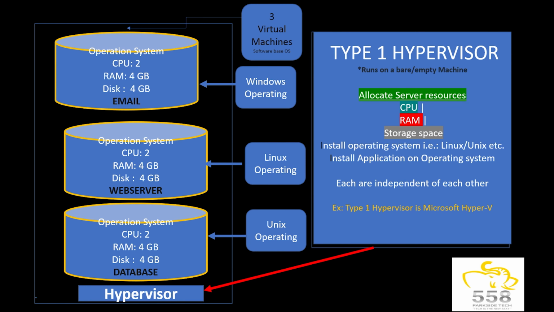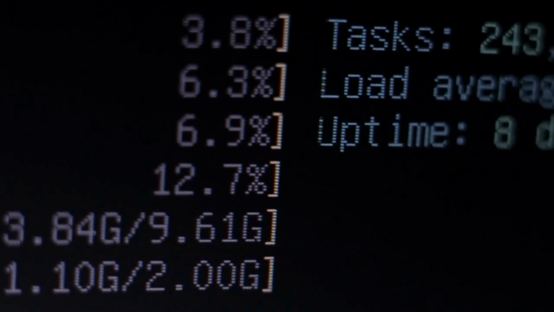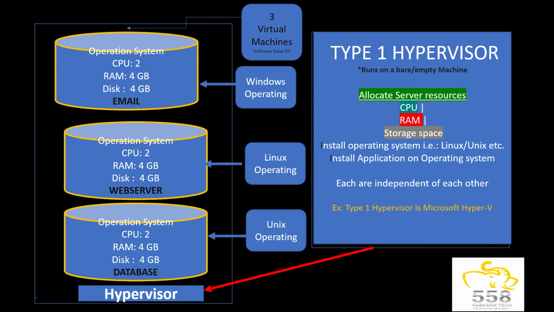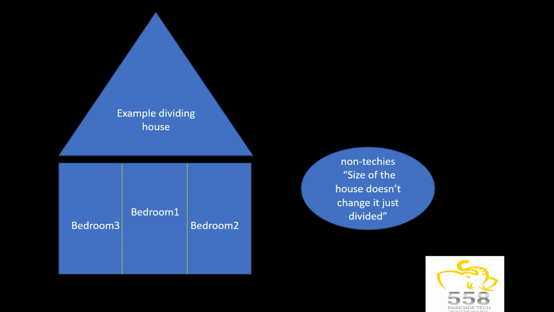We gave it 2 and 4 gig and gave it 4 gig of space just for our example. And that's how you would operate or deal with the type one hypervisor. Now for the non-techies, what do I mean? It's like taking a house and dividing it and giving each room its own space, but the size of the house doesn't change. You have to divide it up to make it work.